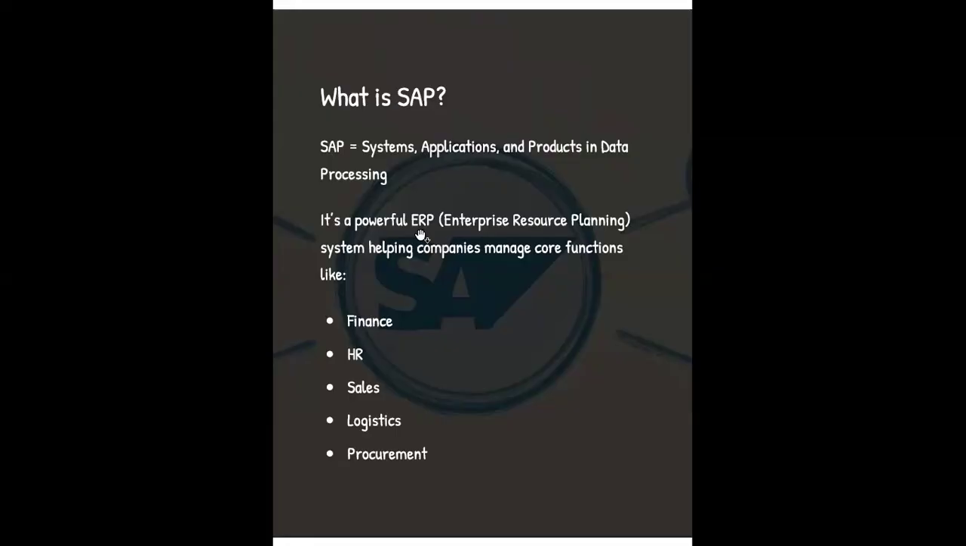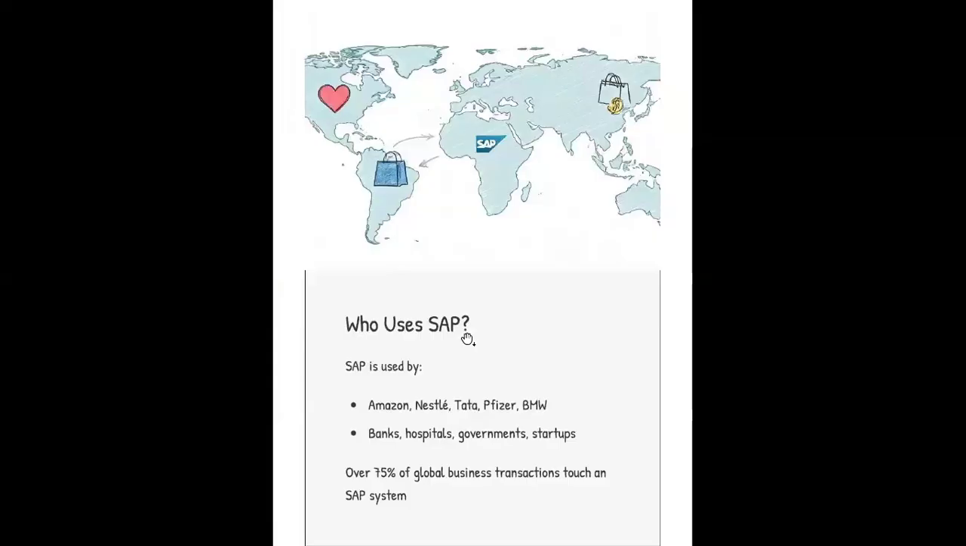Next thing is, it's a powerful ERP. ERP means Enterprise Resource Planning. Before learning SAP, we will first learn what ERP is. It's a powerful ERP system helping companies manage core functions like finance, HR, sales, logistics, and procurement. That you said multiple persons are handling these.